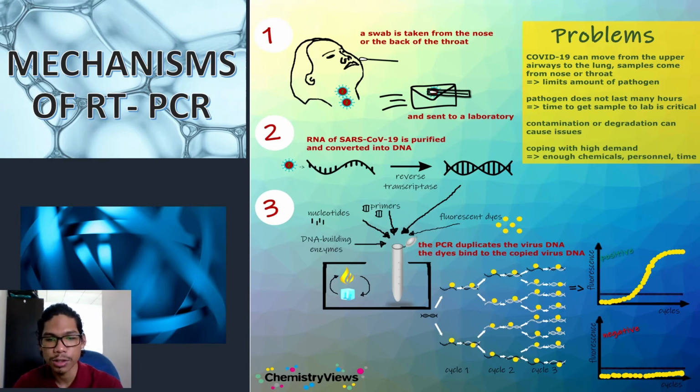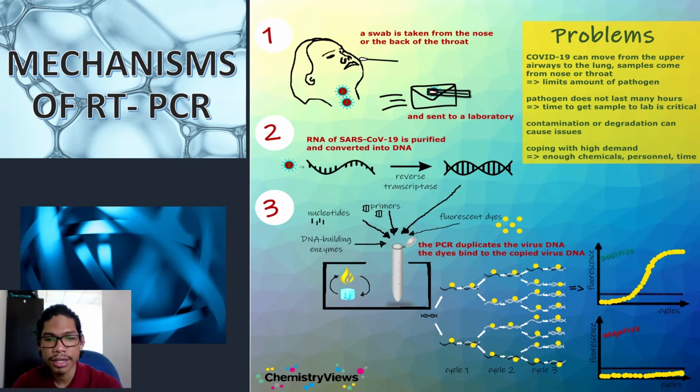Next, the cycle repeats over and over, and each cycle doubles the previous amount to continue copying the target section of the viral DNA. So basically, the standard RT-PCR setup usually goes through 35 cycles, which means around 35 billion new copies of the sections of viral DNA are created.